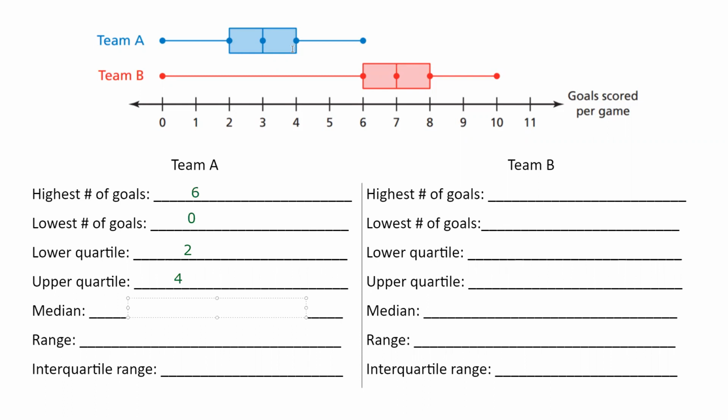Our median is the middle, and so that's going to be the middle dot right here, which lines up to our 3. The range is going to be the biggest number minus the smallest number. So in this case, it's going to be 6 minus 0, which is going to give us our answer of 6. Our interquartile range is when we're looking at Q3 and Q1 and we are subtracting those. And so that's our upper minus our lower quartile. So 4 minus 2 is going to give us our answer of 2.